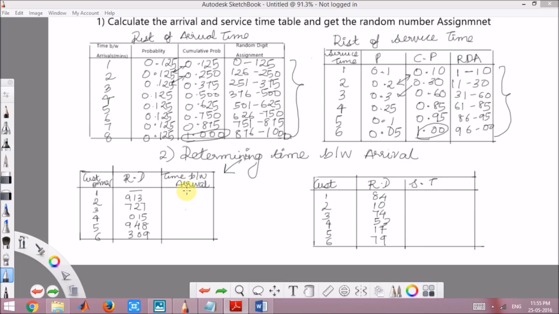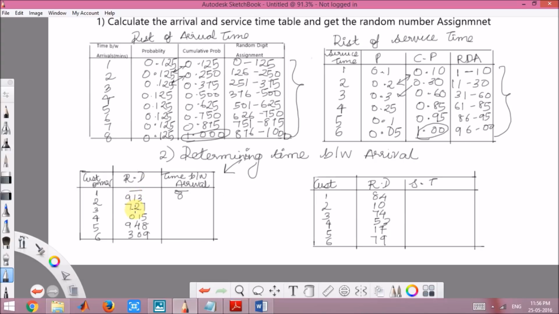So let's see how we find out the time between arrival using this data. Since the first customer does not have anything, we just give it none. Now we know the next random digit is 913, right? So let's see where 913 lies in our arrival timetable, that is over here. 913 lies in this 876 to anything above that. So that will give me 8, time between arrival in minutes. So using this random data, we find out where it actually lies.